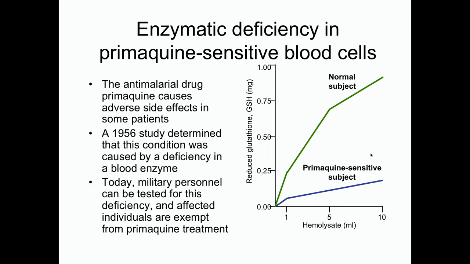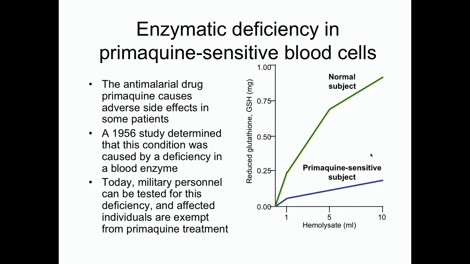So one of the first things we found in humans was in the military. And this is the anti-malarial drug called Primaquine. And they found in the military that about 10% of African-American soldiers had adverse side effects if they took this drug. And you can see the graph of it over there. So we now can screen people, screen their genetics, and determine whether or not they're going to be sensitive or not sensitive.